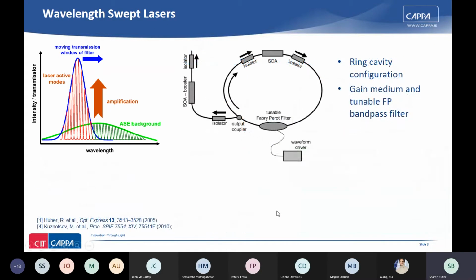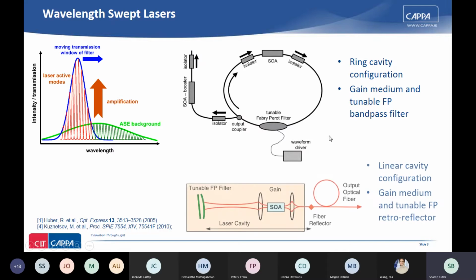So to realize the wavelength swept laser, there's several types of configurations. One is a ring cavity configuration, which has a SOA and a tunable Fabry-Perot filter. There's isolators in the cavity to ensure unidirectional lasing, but it could also be a linear cavity configuration. So again, there's a gain medium and a tunable Fabry-Perot filter. In this case, it acts as a retroreflector, so the angle at which it reflects the wavelength determines the lasing wavelength, and that's tilted then with the MEMS to change the lasing wavelength.